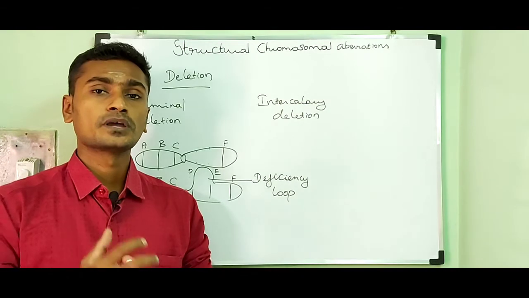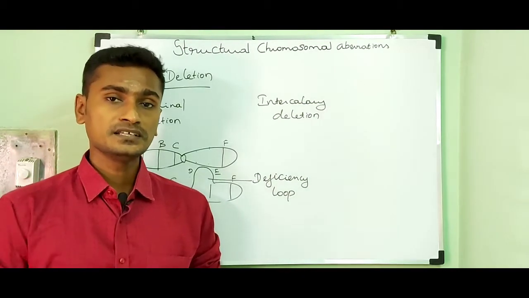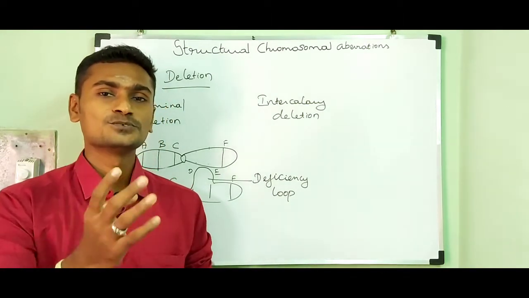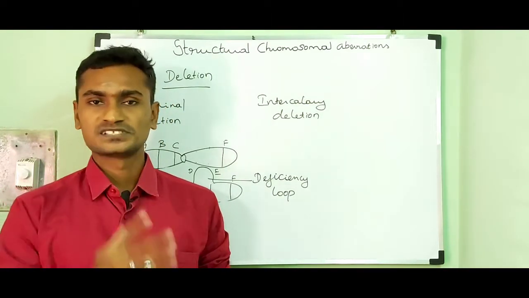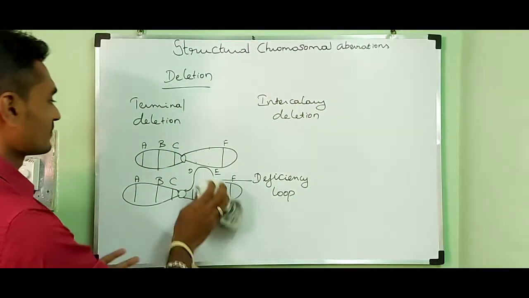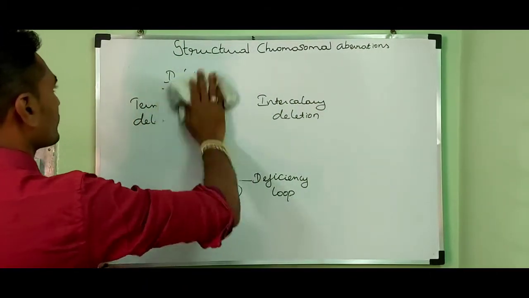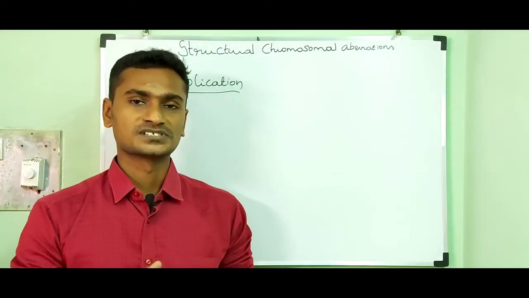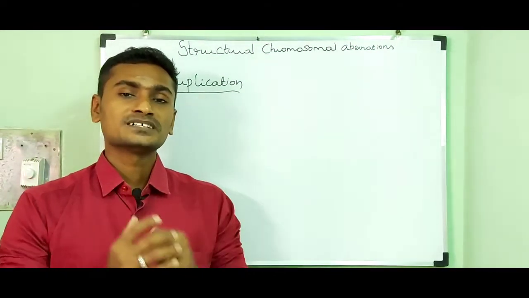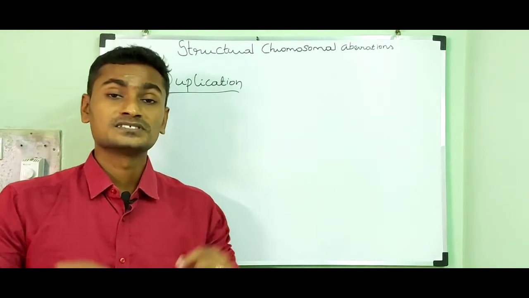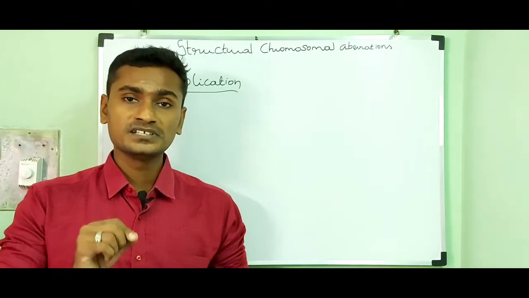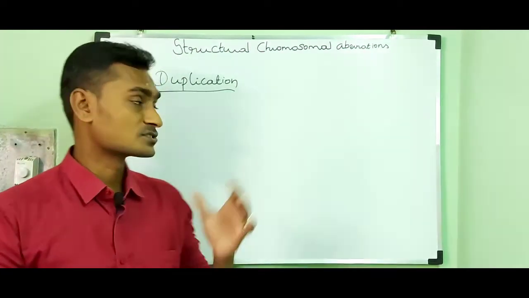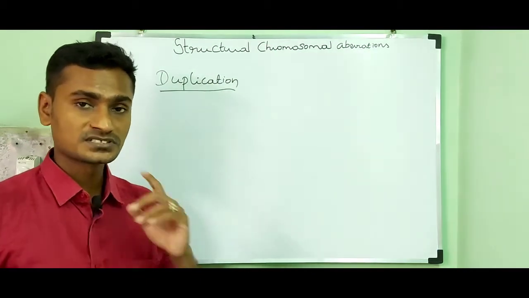Now I am going to explain the duplication or repeats. Let me tell about the duplication process or repeat process. The process of arrangement of the same order of genes repeated more than once on the same chromosome is called duplication.